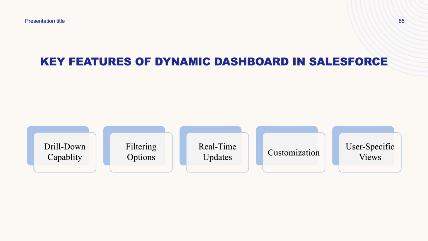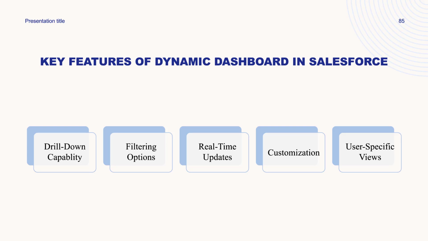Next one is filtering options. The user can apply filters to the data to focus on particular criteria or segments. These filters can be based on several fields and conditions, permitting a more customized and targeted view of data. Next is real-time updates.